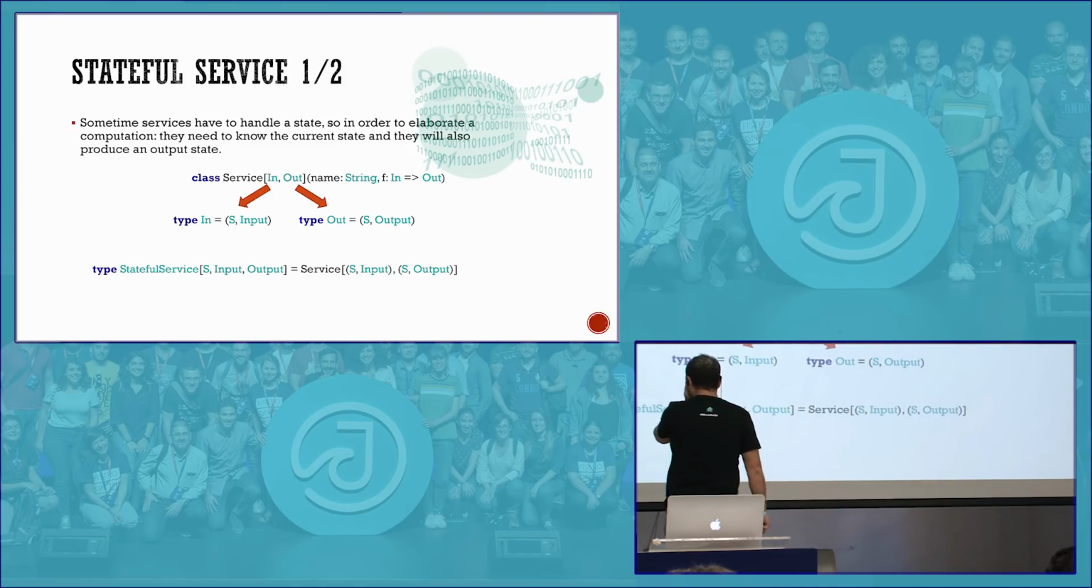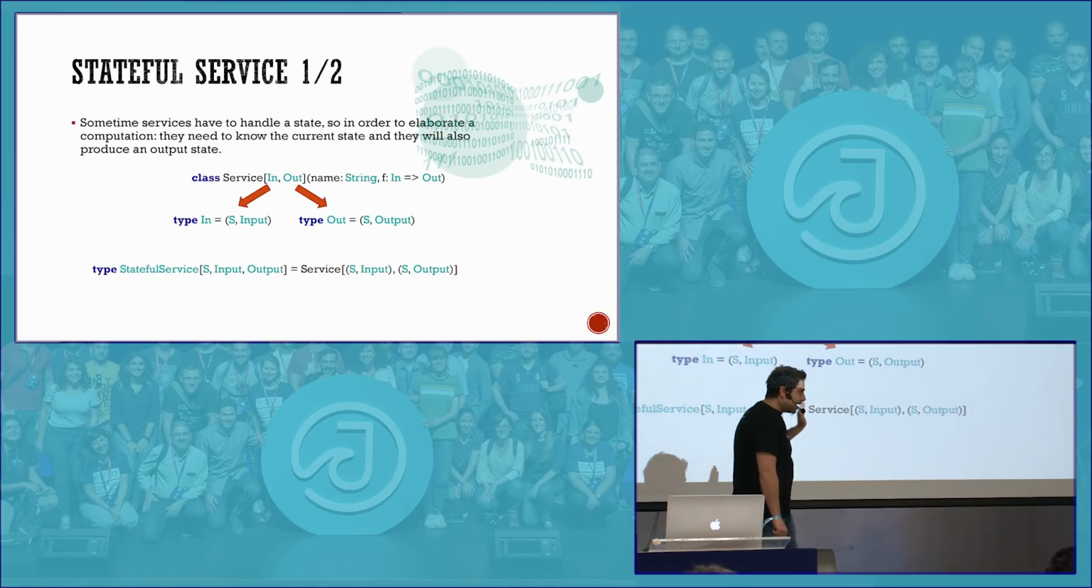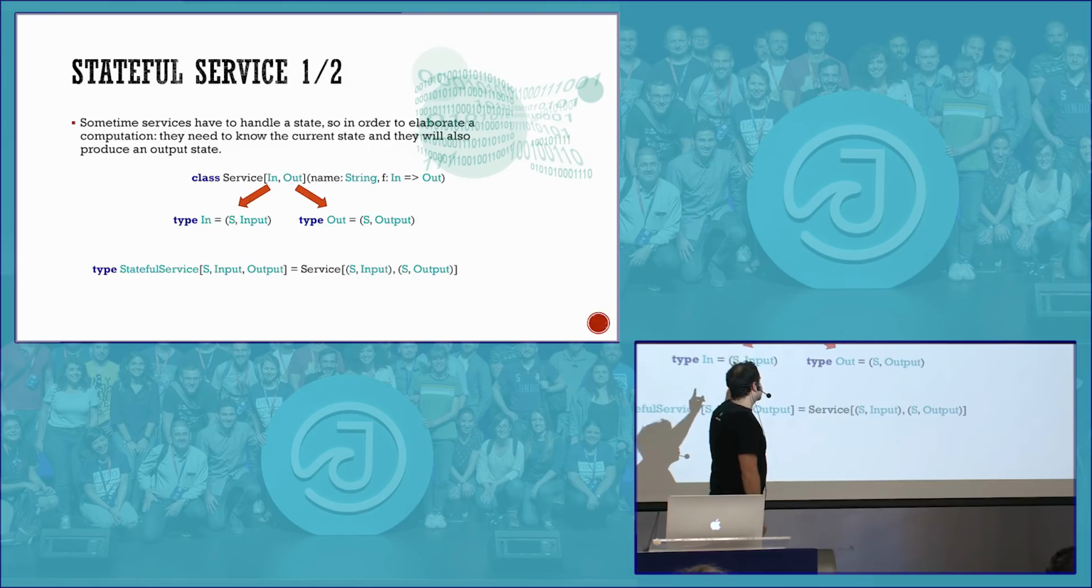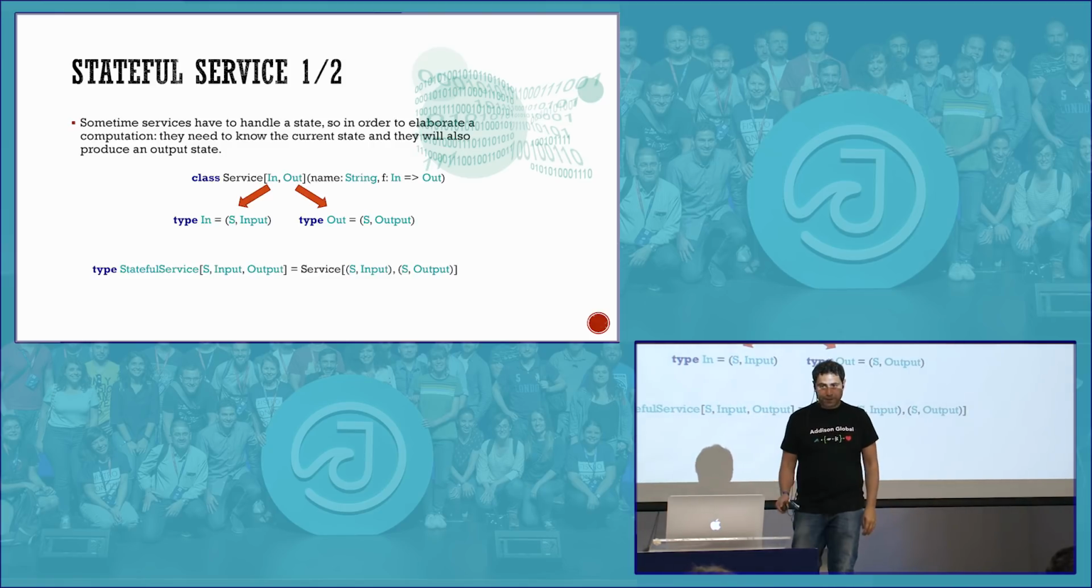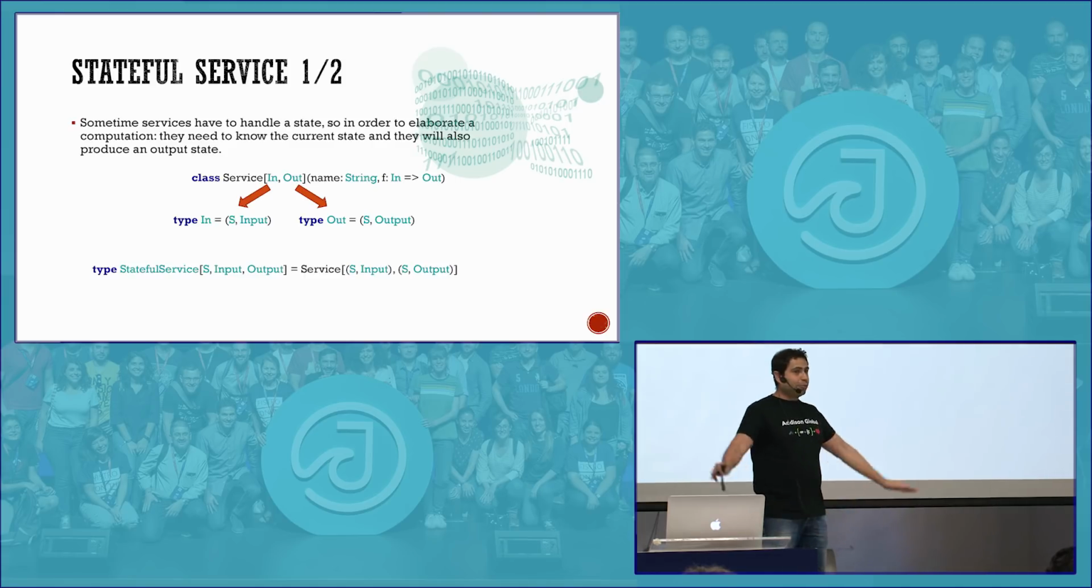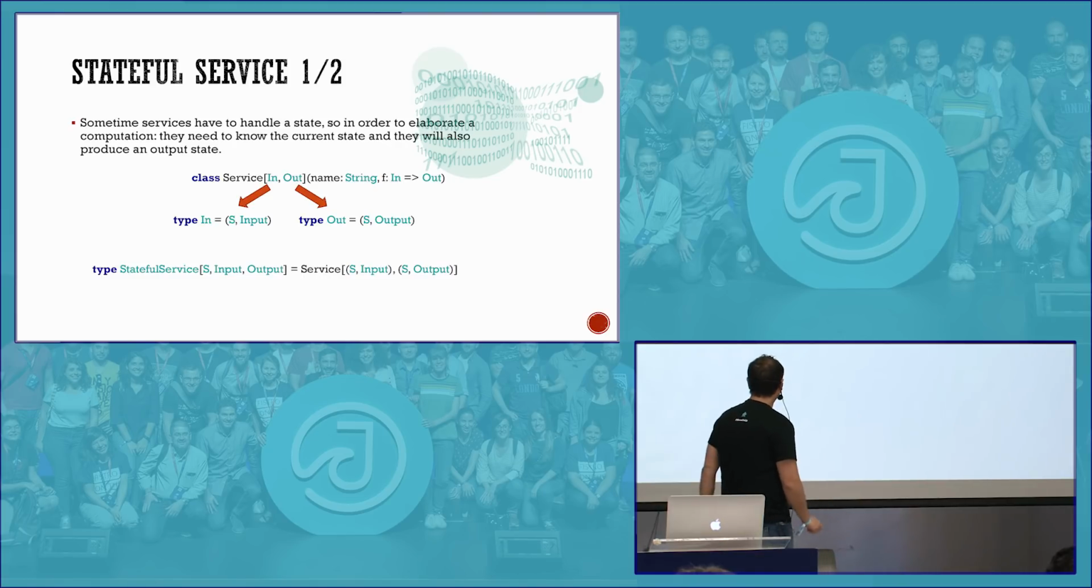So that's the first step to say, look, a stateful service generic in input and output is nothing more than an alias of my friend service, where the in is the input and the out is the output. Okay, all with me? Any question at this stage? We're going to go to the interesting part now.